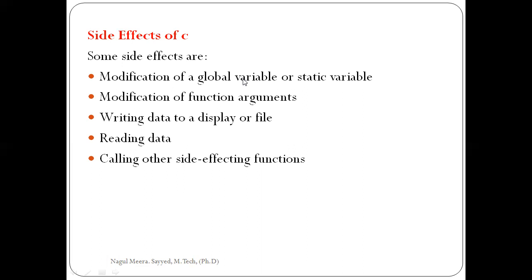Next one, writing data to display or file. Writing data to the file or display. What is the meaning of this? For example, our program consists of more than, say, 10 or 20 lines. Now we may get confused about how these files or variables are displayed. At this time we can get some errors. Those are nothing but side effects of C.